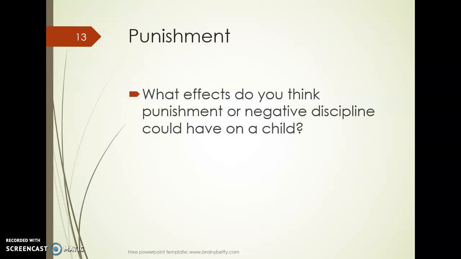So what effects do you think punishment or negative discipline could have on a child? Well, actually, teachers or parents who use negative discipline or punishment are more likely to create anger and aggression issues in the child, damage to the relationships, damage the child's self-esteem, and create fear within the child. They've missed a lot of opportunities for learning. Punishment does not create critical thinking skills or inner control within the child, and it's actually based on deceitfulness as well.